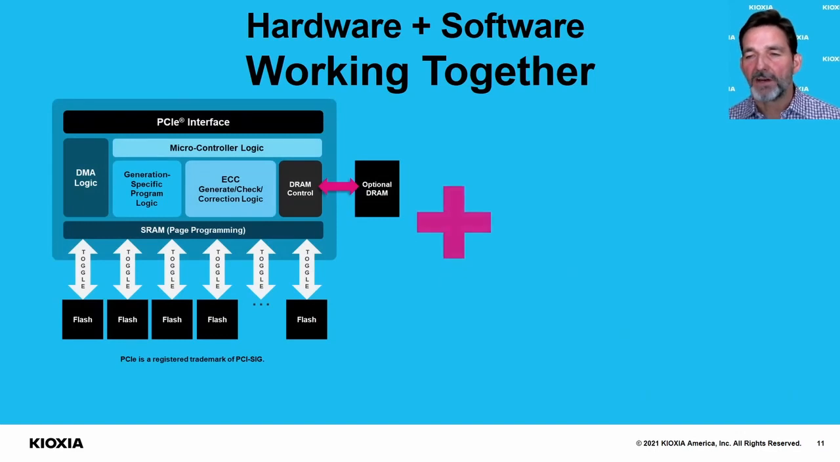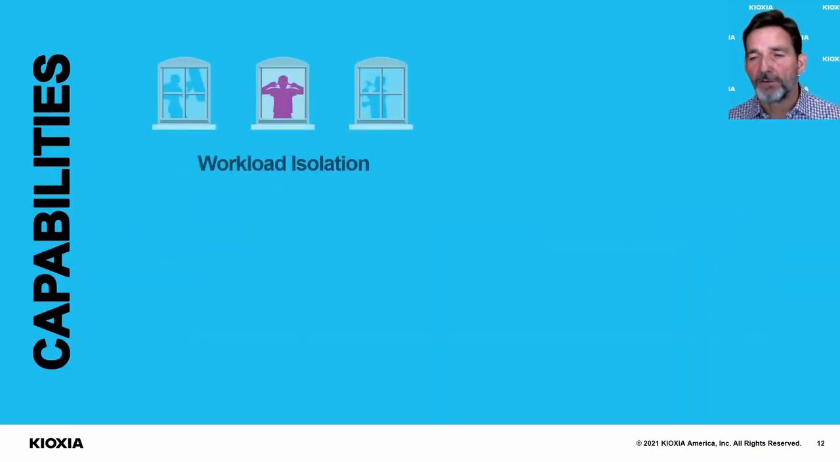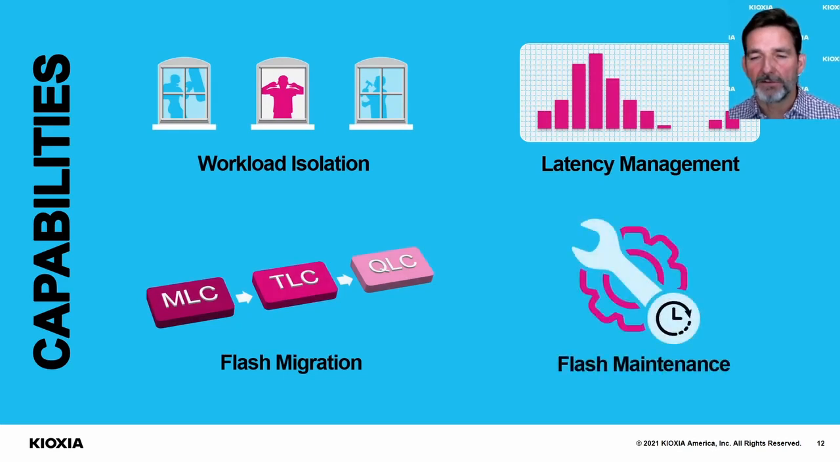Software-enabled flash is software-defined storage built for the cloud and storage vendors. It's composed of a purpose-built controller and a software stack and API that is open source. The SEF API and architecture are designed with hyperscaler input. SEF technology provides four major capabilities: workload isolation, latency control, flash migration, and flash maintenance. I'll talk about each of these.